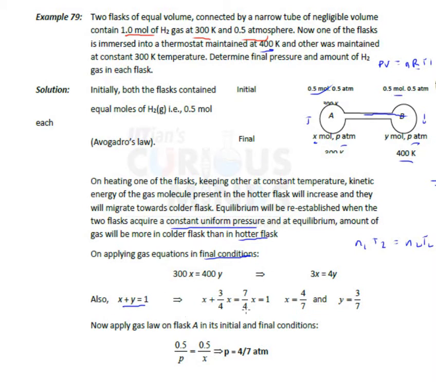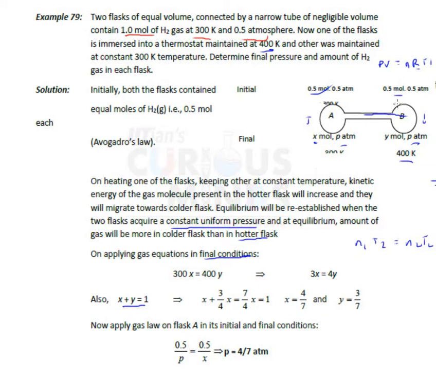So y in terms of x is nothing but 3 by 4x. So 7 by 4x equal to 1. So x is 4 by 7. So x मिल गया, y मिल जाएगा, right? तो y is 3 by 7. So we got the mole fraction, the composition, right? पहले was 0.5. Now it is 4 by 7.